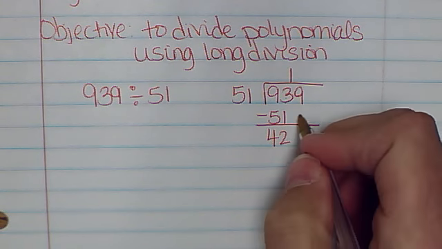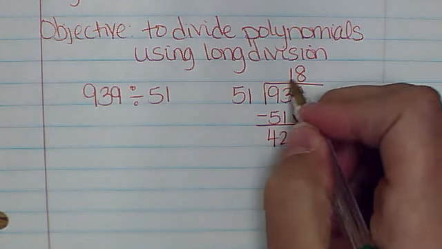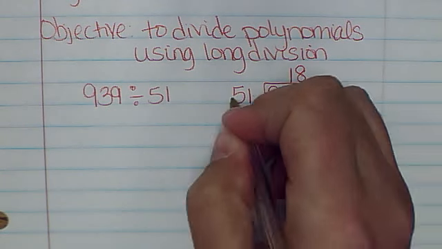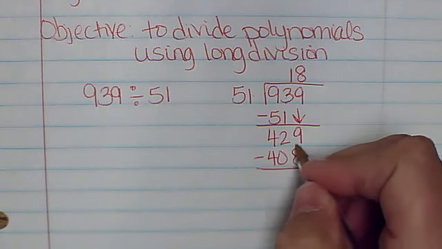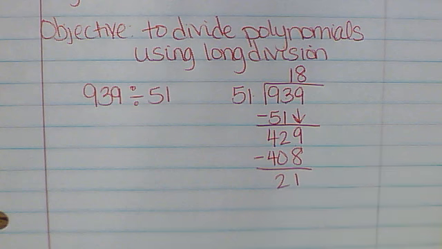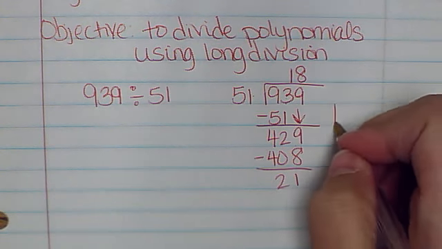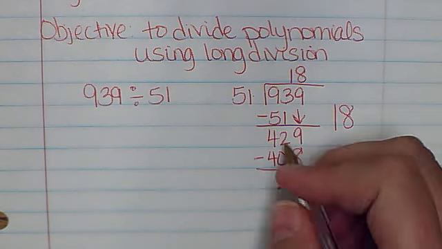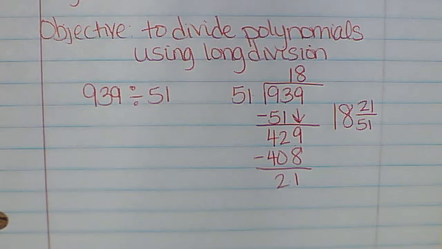Then you bring down the 9, and you divide all over again. 51 into 429, and it ends up going in there 8 times. And then what I do is I do 8 times 1 is 8, 8 times 5 is 40, and we subtract again. 429 minus 408 is 21. Now we're going to stop there and we're going to write our answer as a fraction. So it's 18. We take the remainder of 21, we put it over what we divided by. So 18 and 21 over 51.